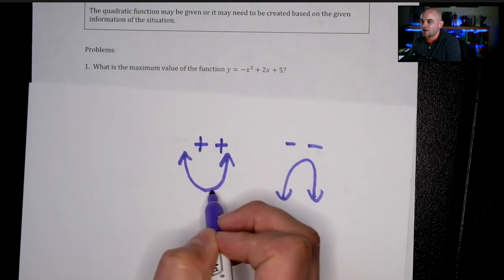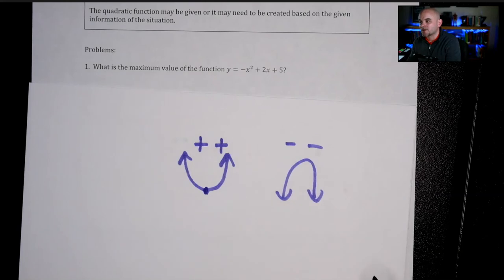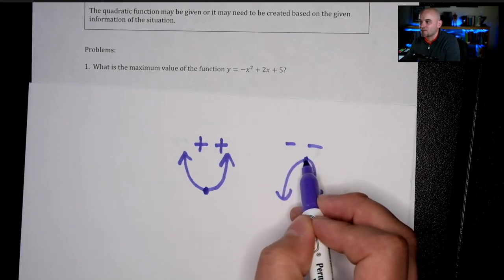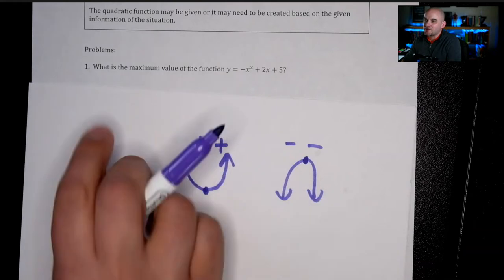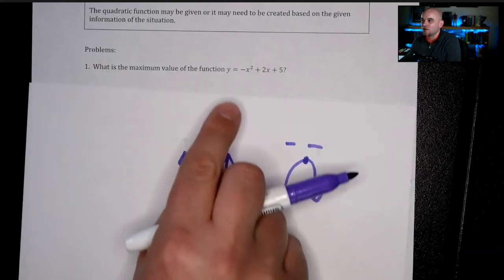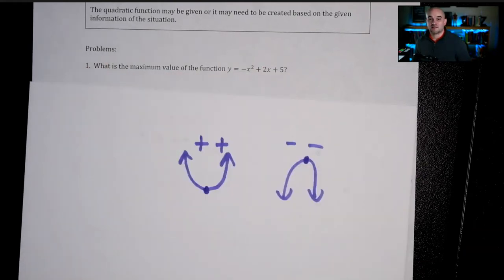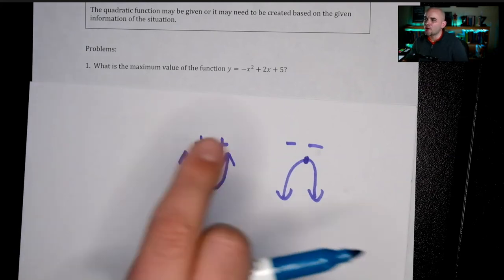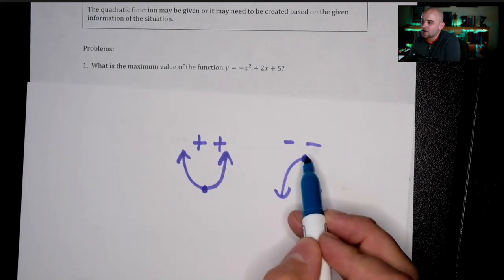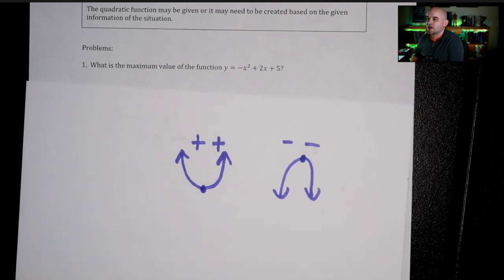If it's a happy face, we have a minimum value at the vertex. And if it's a sad face, you're going to have a maximum value there. You don't need to know that for this problem, since it's telling you there's a maximum value, but it's a nice little trick to know, and it comes in handy sometimes. All right. Now we want to know what the maximum value is, so we want to know where that vertex is on that equation.